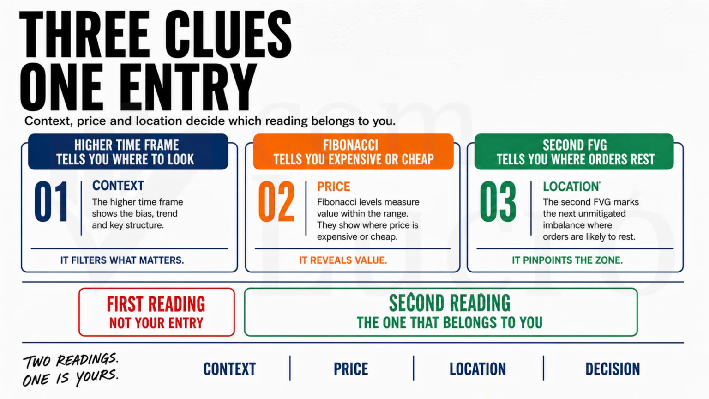That is the thread running through everything you have just seen. The higher time frame told you where to look. The Fibonacci told you whether price was expensive or cheap, and the second gap told you where the real orders were resting. Each moment offered 2 readings, and only one belonged to you.